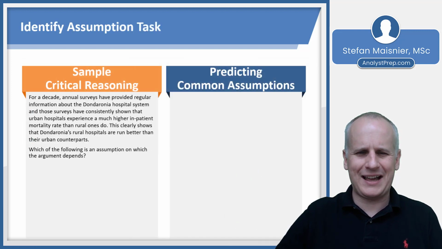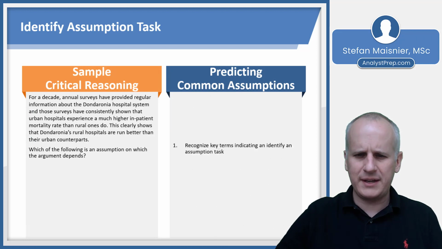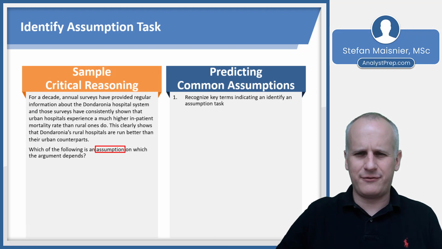So let's take a look at another example here. And as always, we skip to the end, figure out what we're being asked for, and we see which of the following is an assumption on which the argument depends. So we recognize that we're being asked to identify an assumption. We then read the paragraph from the beginning. For a decade, annual surveys have provided regular information about the Donderonia hospital system, and those surveys have consistently shown that urban hospitals experience a much higher inpatient mortality rate than rural ones do. This clearly shows that Donderonia's rural hospitals are run better than their urban counterparts.